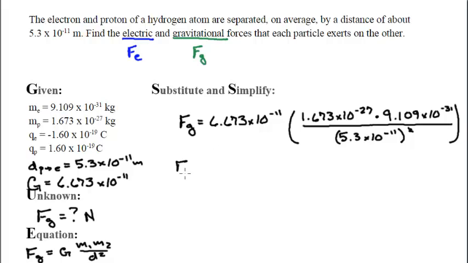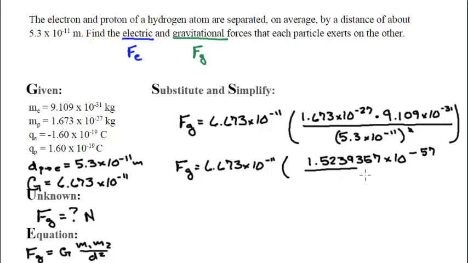Well, for the force due to gravity, I'm going to solve the top and the bottom of the parentheses first. So I'm going to rewrite this, and when I solve the top, I get an answer of 1.5239357 times 10 to the negative 57. And then when I take the square of the bottom, I get a number I've seen before, 2.809 times 10 to the negative 21st.